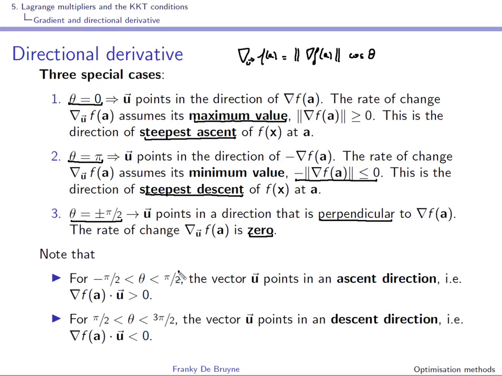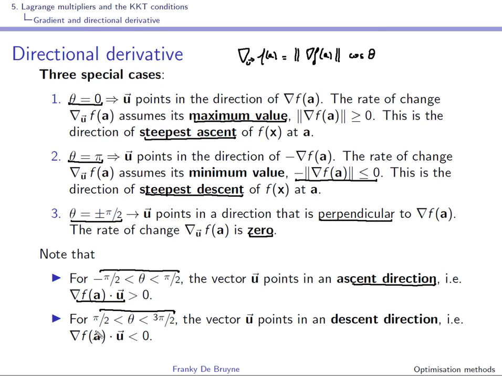If we take theta in between minus pi over 2 and pi over 2, and we will not consider the limits pi over 2 and minus pi over 2, well, the cosine will be positive, right? And this quantity over here, which is the directional derivative, will be an ascent direction because the scalar product is positive. We know this because the cosine, when theta is in this range, is positive. In this range over here, the cosine will be negative, right?